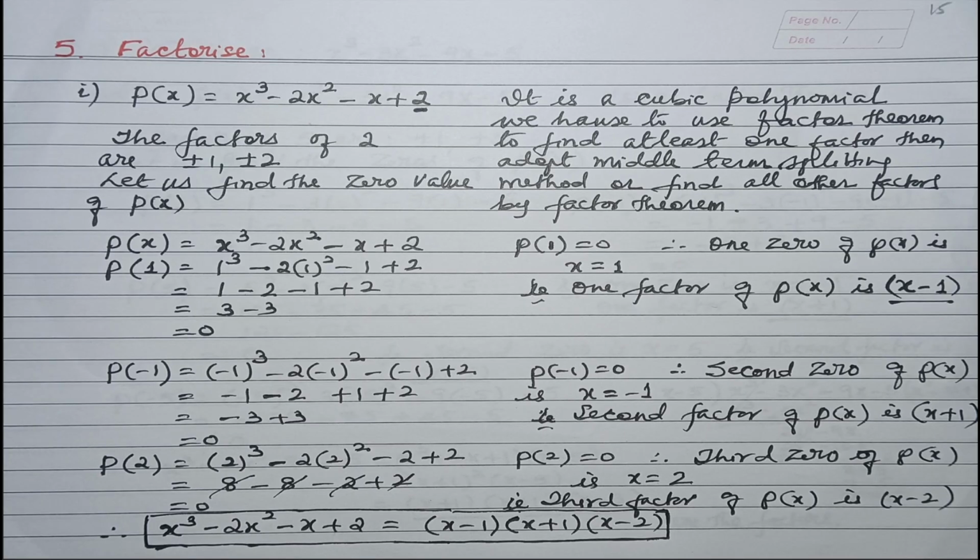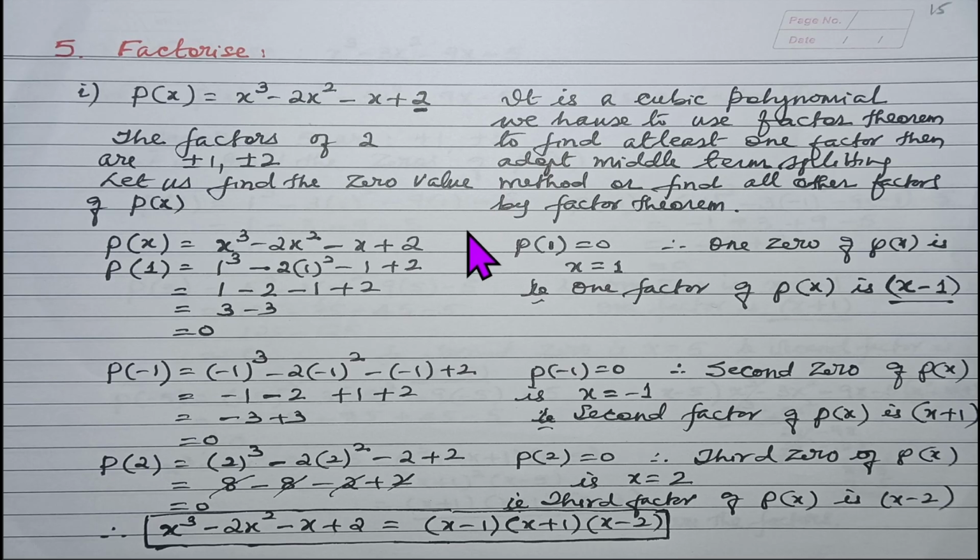Now coming to the next example, again factorization. Now here p of x is given as x cube minus 2x square minus x plus 2. Please understand here it is a cubic polynomial. So therefore here we cannot apply the middle term splitting method, and the only method we can go for is the factor theorem method.